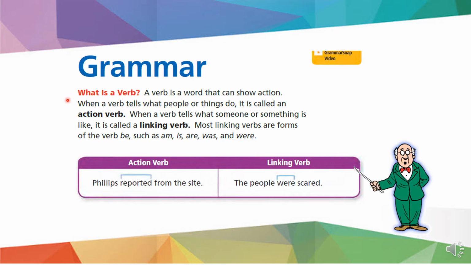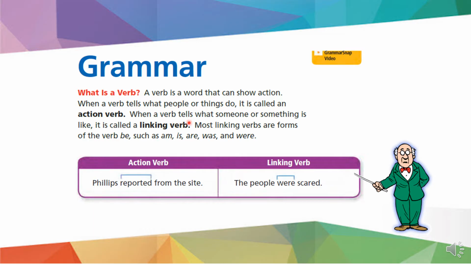So let's discuss what is a verb. So we all know that a verb is a word that can show action. Action is something that you do. It can be a physical or a mental action. When a verb tells what people or things do, it is called an action verb. However, we have other types of verbs and we're going to focus on them as well in this lesson.